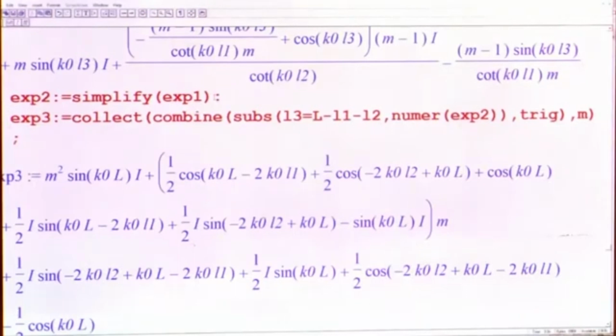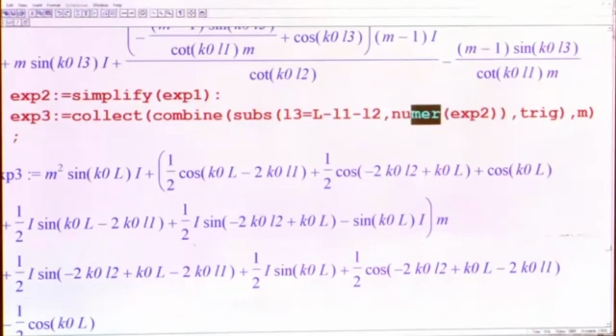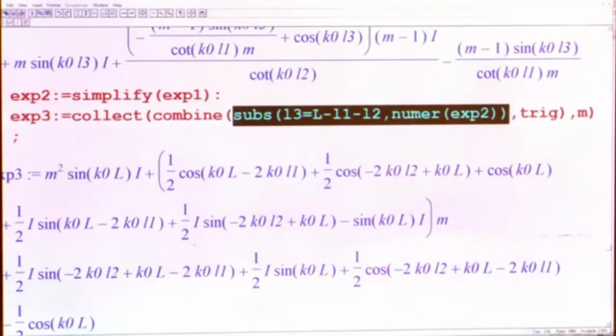So, what we will do is put expression 3 here and substitute L 3 is equal to L minus L 1 minus L 2. That is to say, we will substitute the intermediate length L 3 as a difference of the neck extensions L 1 and L 2. We substitute that in the numerator, what I am highlighting now, which is the numerator of expression 2 from the step above, and combine trigonometric terms, because this is going to be a little tedious algebraically, and then collect terms in the order of m.